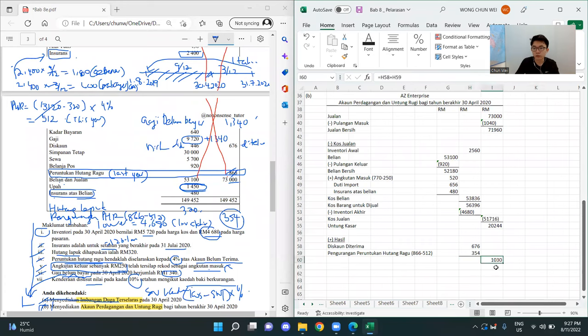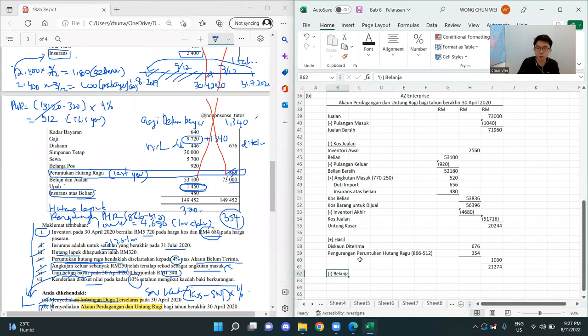So after you get this figure, you can add up first, right? You can add up with the untung kasar to get the latest figure. So 20,244 minus 1,030, you get 21,274. And then continue, go and minus out from your belanja.